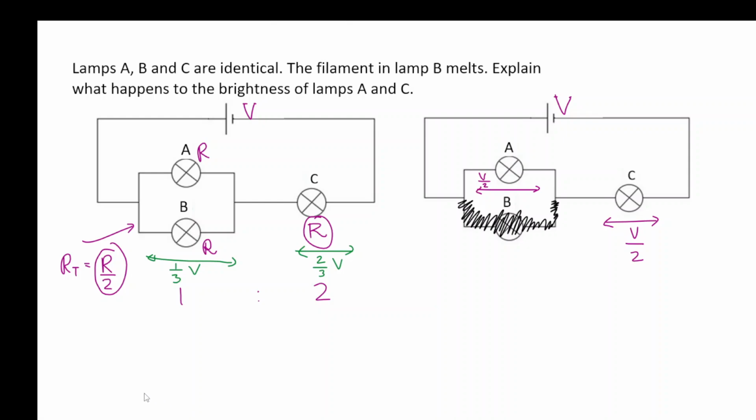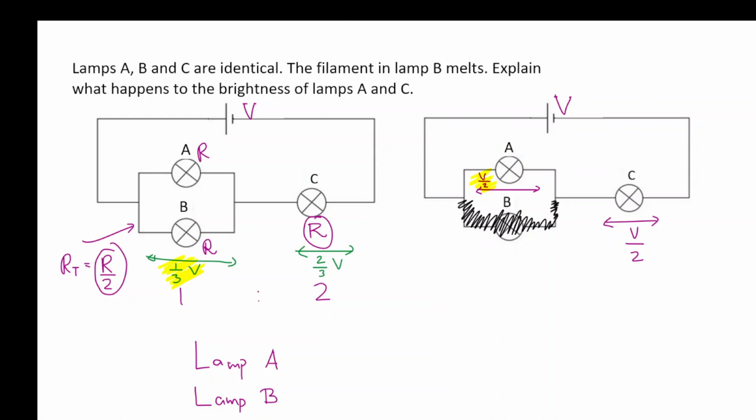Now, let's just think about each lamp. Lamp A had a potential difference of 1/3 of V earlier, and now it has half of V. So that means the potential difference across lamp A has increased.